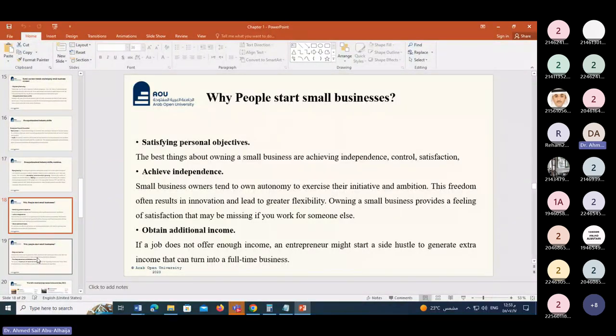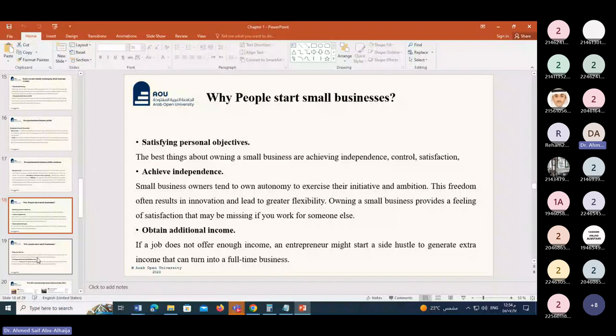Sometimes some people may start a business because he or she wants to be the manager and the owner. I don't need to work for people. I want to work for myself. The independence, control, or satisfaction. Maybe this is what gives you satisfaction, to have a business, to do it by yourself. Number two, achieve independence. Again, this is related to the first reason.